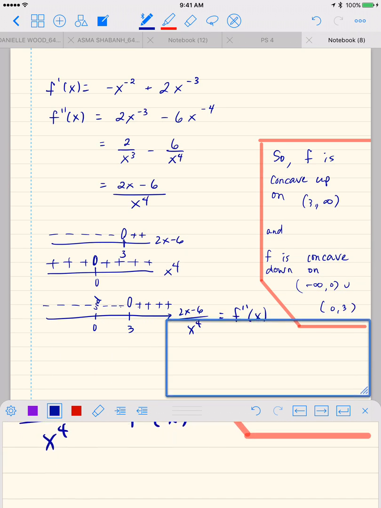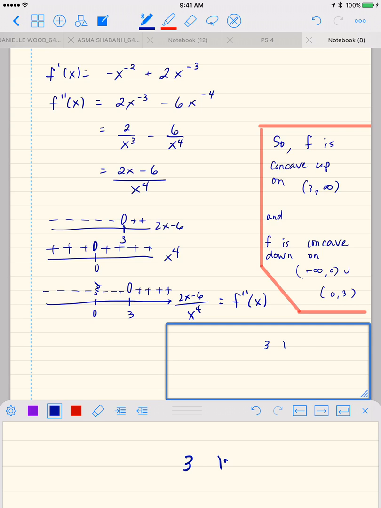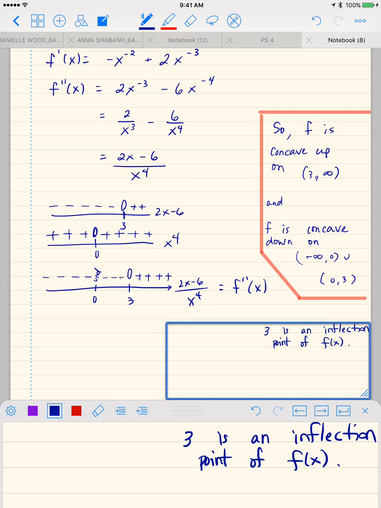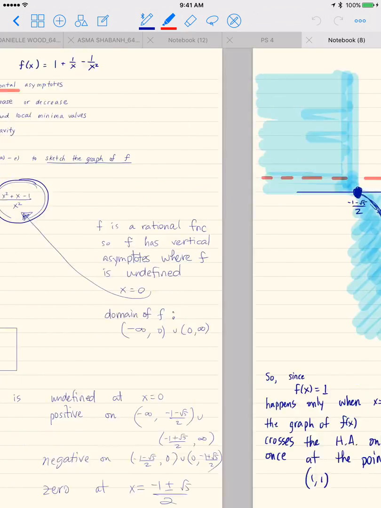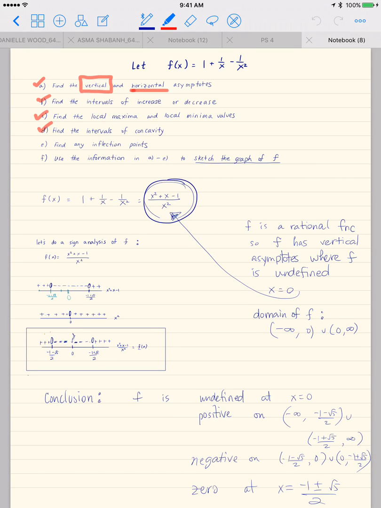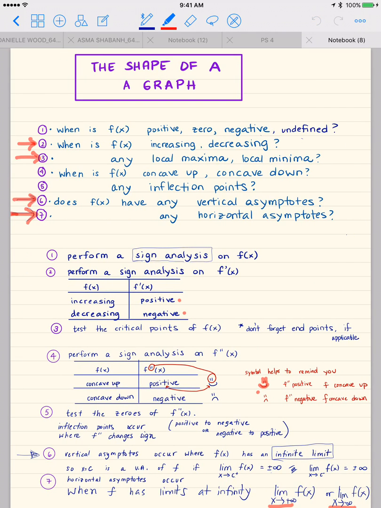So let's actually put this in our little. 3 is an inflection point of f of x because f double prime changes sign from negative to positive, right? It was negative, now it's positive. And whenever your second derivative changes sign, you have an inflection point. So that, I think, was actually, here, find any inflection points. We found the inflection points, right?